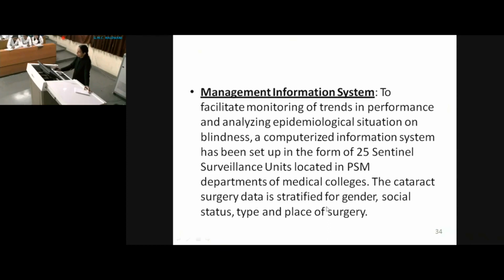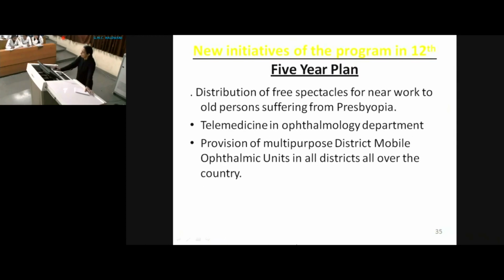The cataract surgery data is certified for gender, social status, type and place of surgery. The new initiatives in the 12th 5-year plan are distribution of free spectacles for near work to old persons suffering from presbyopia, telemedicine in ophthalmology departments, and provision of multi-purpose district mobile ophthalmic units in all the districts all over the country. So these are the new initiatives that began in the 12th 5-year plan.